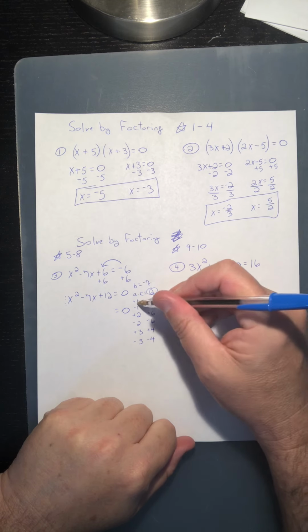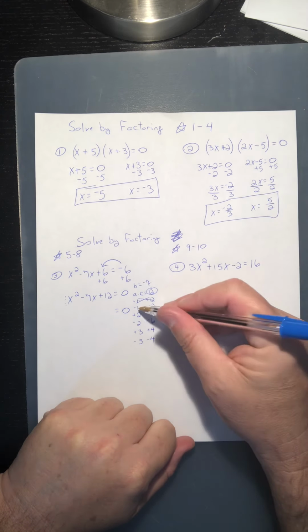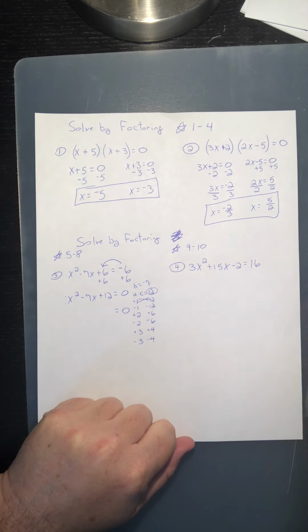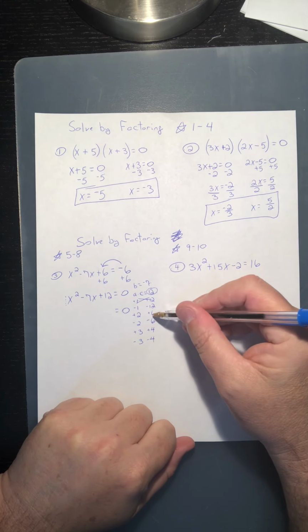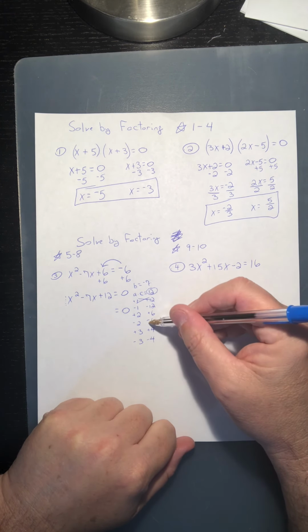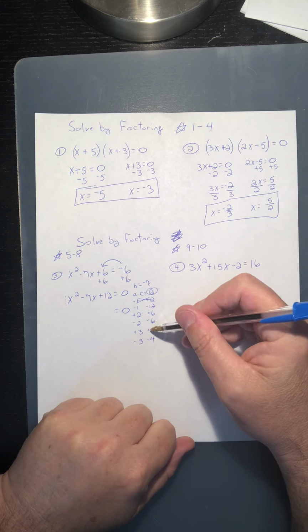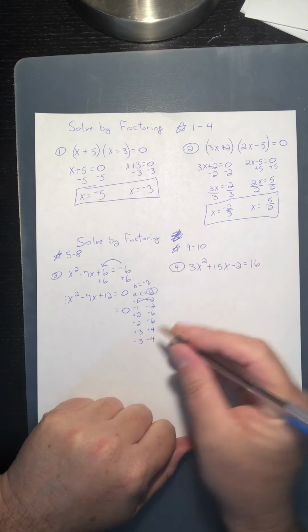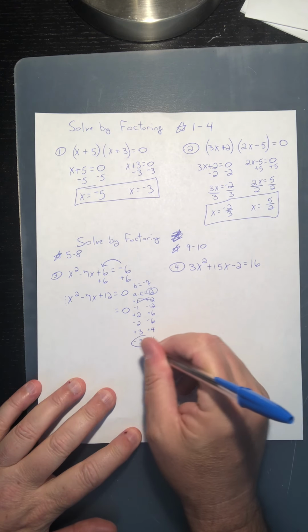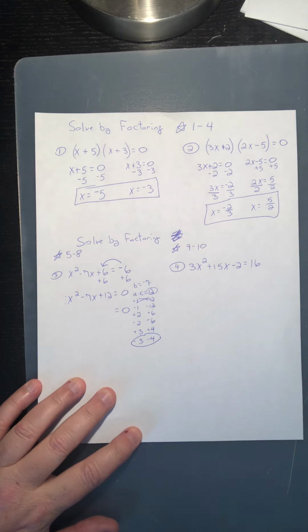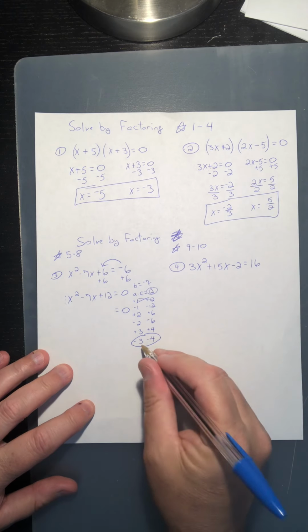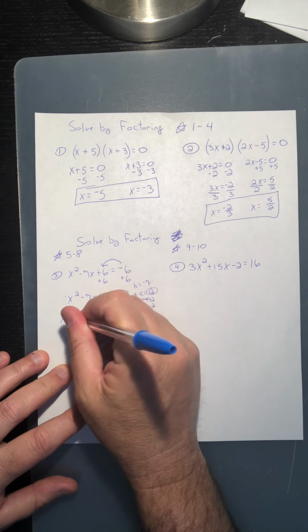Well, 1 plus 12 doesn't give me negative 7. Negative 1 plus negative 12 doesn't give me negative 7. 2 plus 6 gives me 8. Negative 2 plus negative 6 gives me negative 8. 3 plus 4 gives me 7, but I need negative 7. And minus 3 and minus 4 does give me negative 7. So here is my factor now.